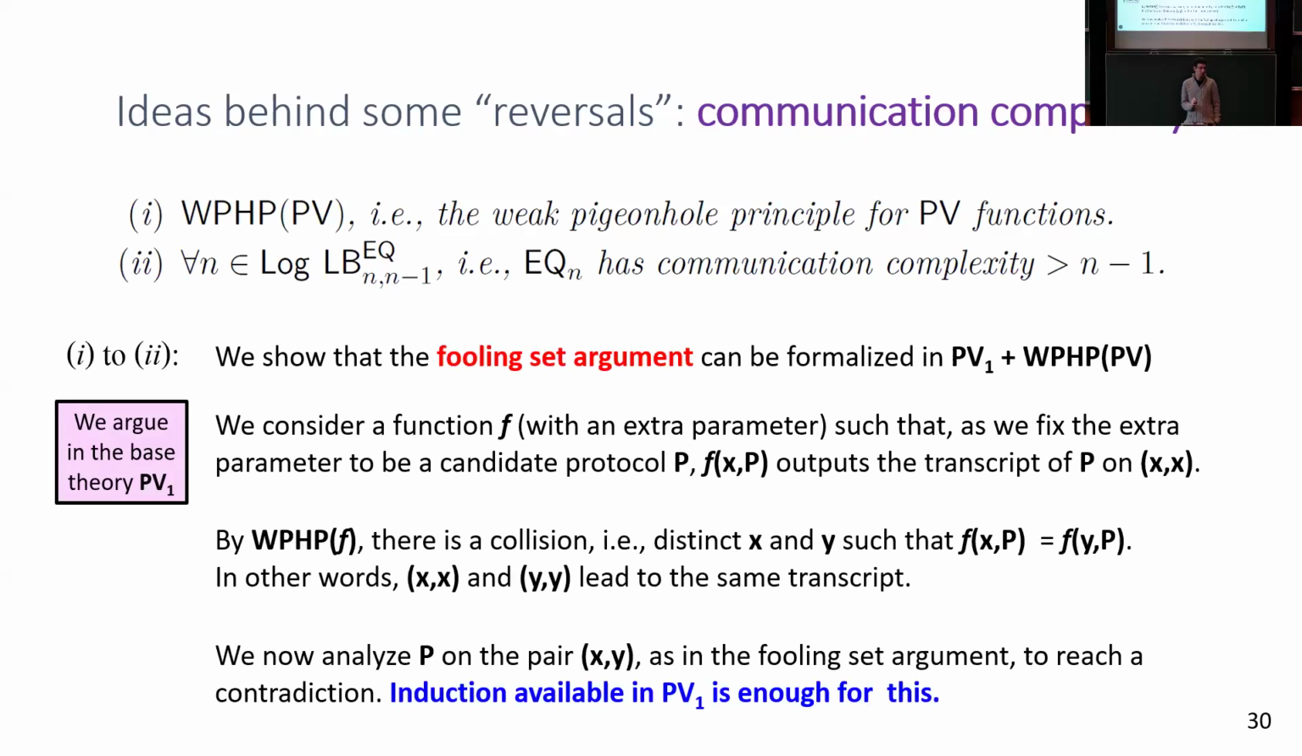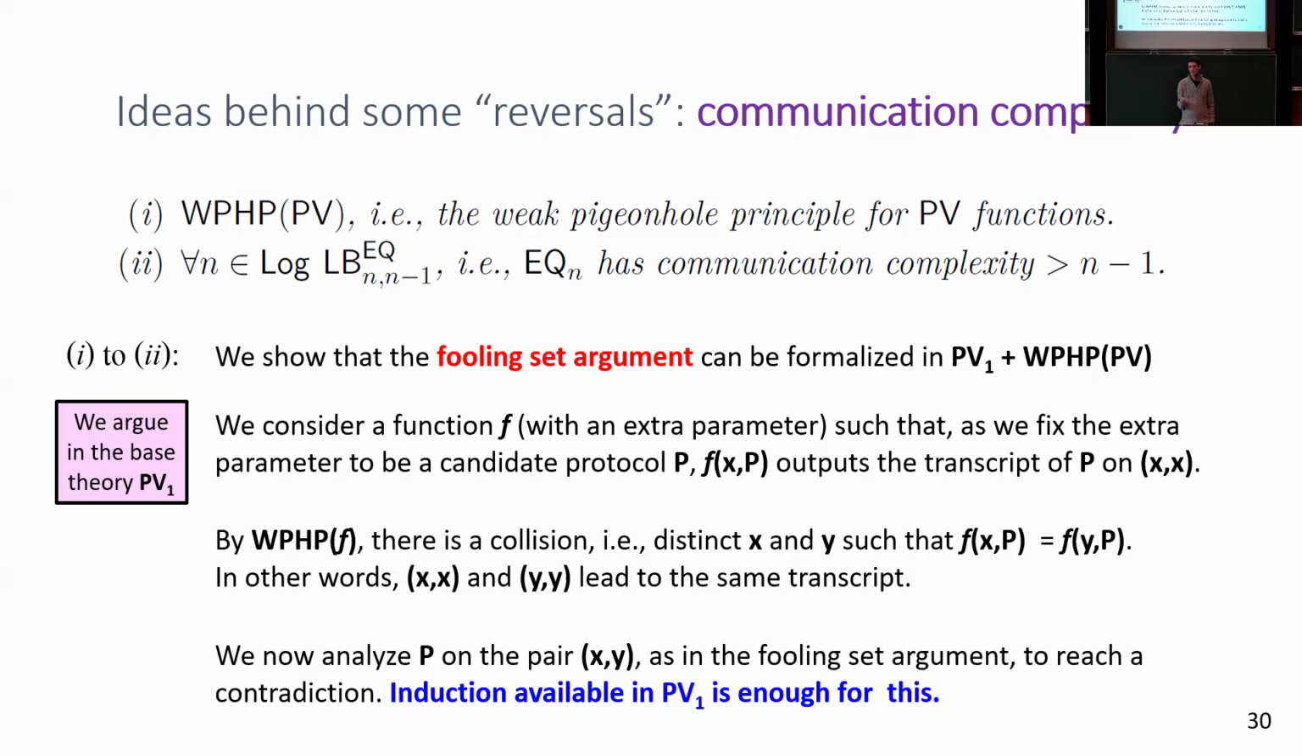So everything we do, we're doing in the base theory PV. Let's start with the implication from 1 to 2. Now we assume the pigeonhole principle and we want to prove a communication complexity lower bound. For this, we're just going to follow the usual proof of communication complexity lower bounds. So we consider a polynomial time function that takes a protocol as the extra parameter, and is a function of the first parameter x. Given x, we generate the transcript of the protocol on x, x. And now, if this protocol has communication complexity less than n, there will be a collision, right? So there's a pair of inputs, x, x, and y, y, that generate the same transcript.